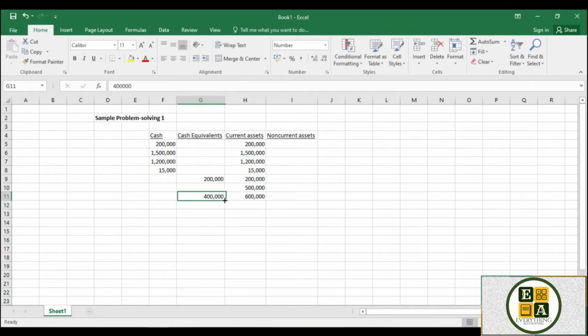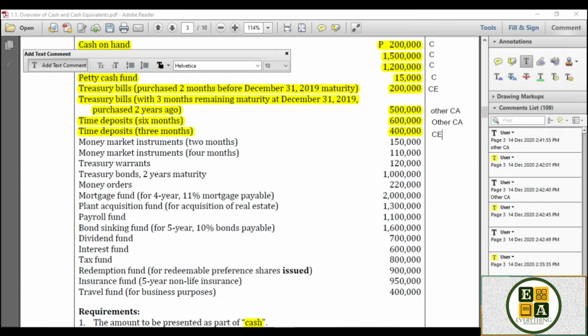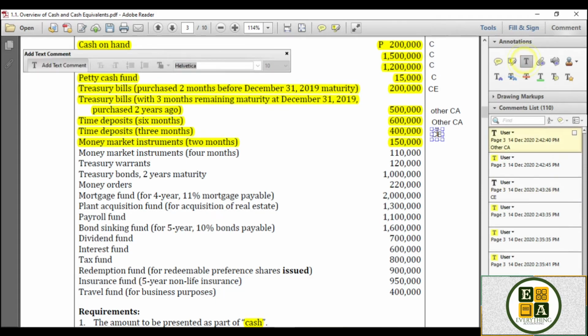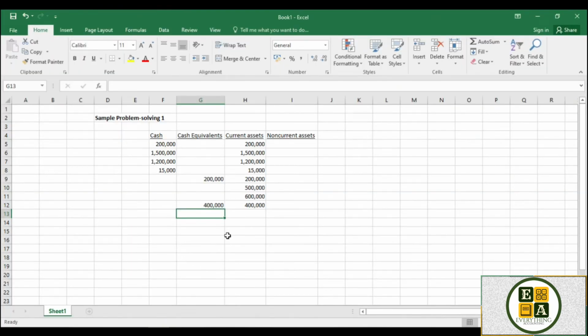Wait. So, 400. Pasok ulit siya sa current asset. Okay. Then, we have money market instruments or commercial papers. We have it 2 months. 150,000 pasok as cash equivalents. So 150,000 papasok as cash equivalents, 150,000 papasok din as current asset, 150,000.